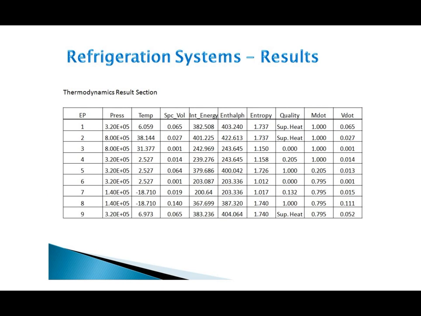To see the detailed results, we can open the out file and view the results from there. Here the results are extracted and shown. EPs stand for endpoints or junctions between various components. So you can see the pressure, temperature, specific volume, internal energy, enthalpy, entropy, quality, and mass flow rate and volumetric flow rate displayed at all of these locations. To view the component results, you can move down in the out file to the components section.